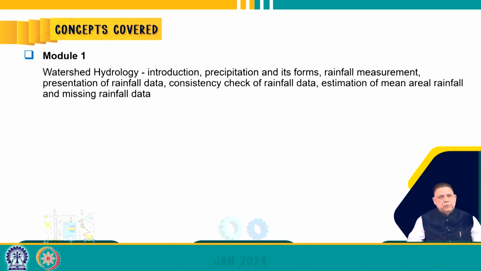Now, before going into the actual lecture, I would like to give you an idea about the concepts that we are going to cover during this course. This course we have divided into 12 modules. Module 1 will deal with watershed hydrology, and we will talk about introduction, then we will go to precipitation and its forms. We will also talk about rainfall measurement, presentation of rainfall data, then we will talk about consistency check of rainfall data and estimation of mean aerial rainfall and missing rainfall data.